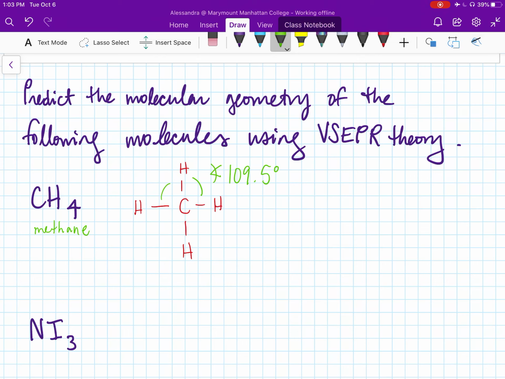So this is because when we have a substituent number of 4 around that carbon, and we have no lone pairs, the geometry, according to our VSEPR theory handout, is going to be tetrahedral. So these 4 hydrogen atoms point to the corners of a tetrahedron in 3 dimensional space. All of the bond angles are 109.5 degrees in this perfect tetrahedron.